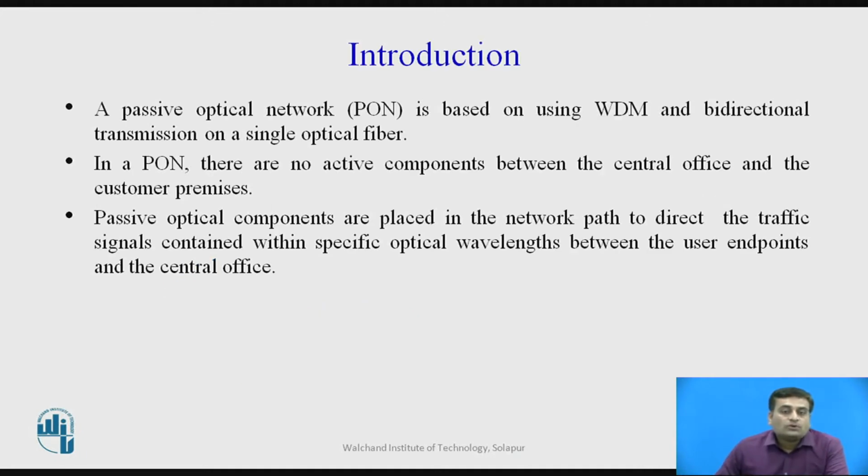A passive optical network is based on WDM, that is wavelength division multiplexing, and bidirectional transmission on a single optical fiber. In a passive optical network, there are no active components between the central office and the customer premises. The central office is just like a telephone exchange in our telephony system. The passive optical components are placed in the network to direct the traffic contained within specific optical wavelengths between the end user points and the central office.